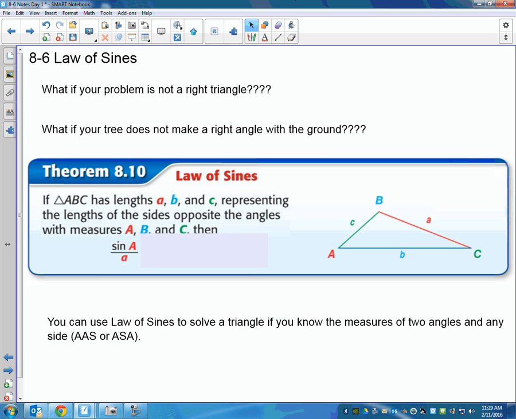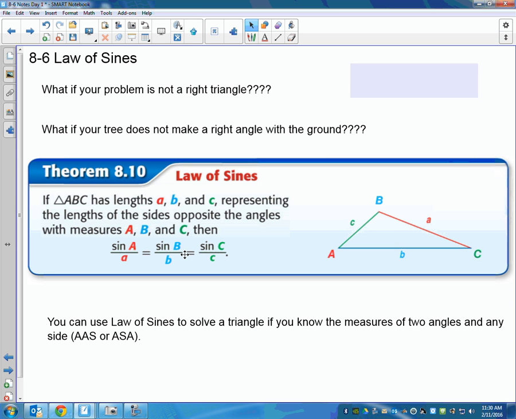So we can say the sine of angle A divided by side A, capital letters for the angle, lowercase letters for the sides, is equal to the sine of angle B over side B, which is also equal to the sine of angle C over the side C. Now you don't have to set up all three every time in a problem, but it doesn't matter which side of the angle they give you, because the sine of the angle divided by the side across from it will always be equal to the other angle and the side across from it.